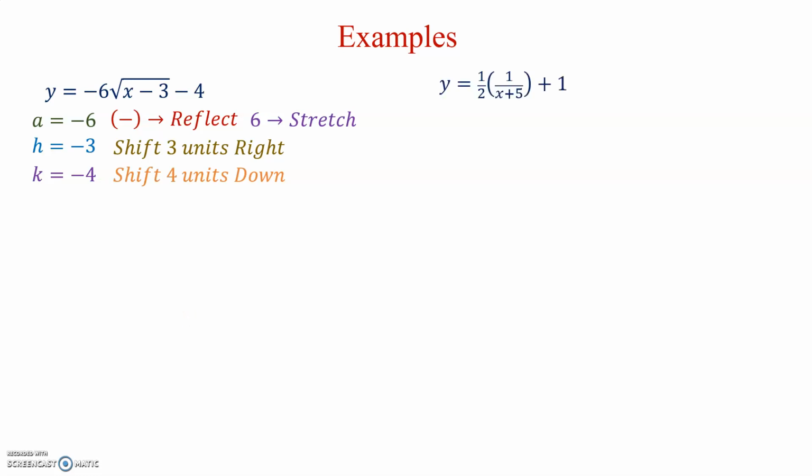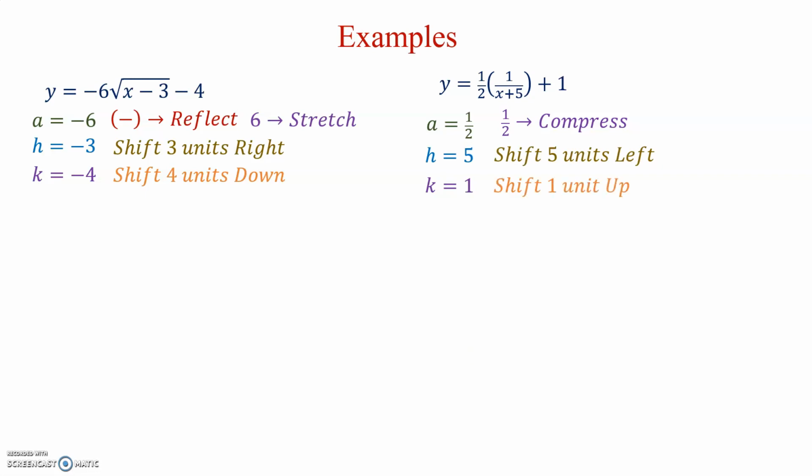Another example, again, you don't want to be distracted. You just recognize, okay, I have a number being added in a group, a number being added outside the group. So my A is a half, my H is the 5, and the K is the 1. Well, that A is going to cause a compression. The 5 on the inside is left-right. That's a left shift. So we're shifting 5 units to the left, while the K shifts 1 unit up.